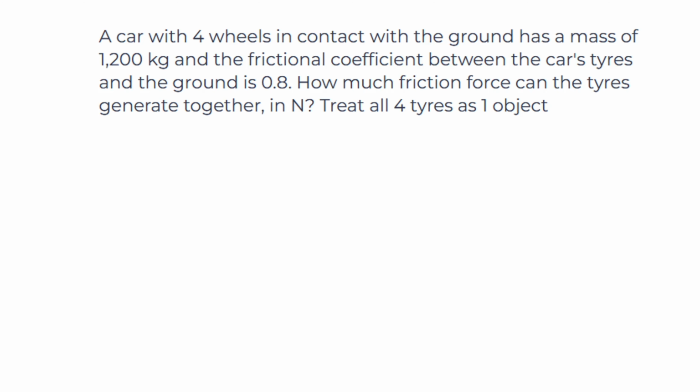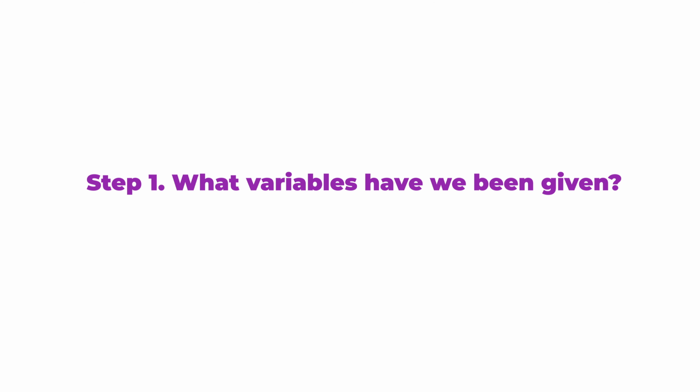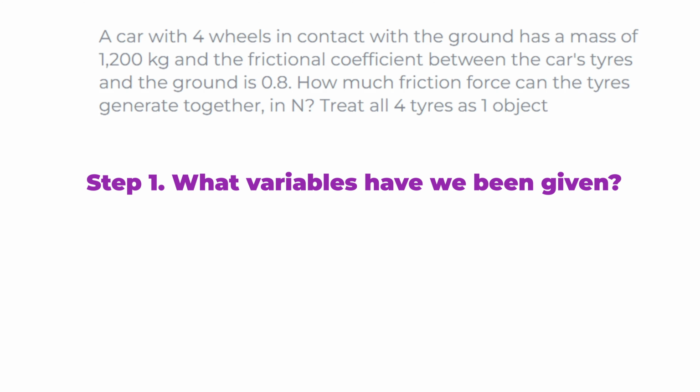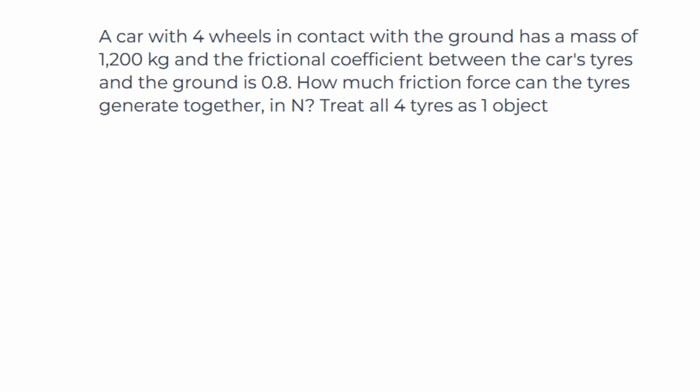Treat all 4 tires as one object. Step 1. What variables have we been given? We know the mass, m, is equal to 1,200 kilograms. The frictional coefficient has the symbol mu, and this is equal to 0.8.